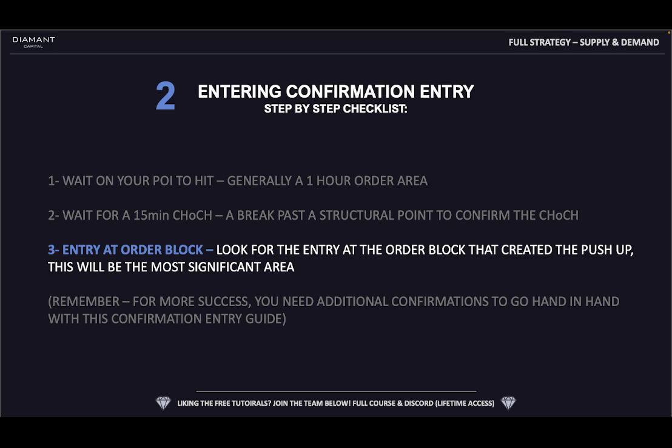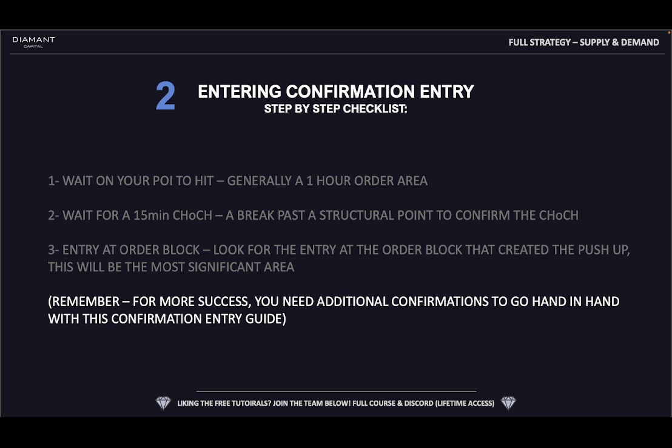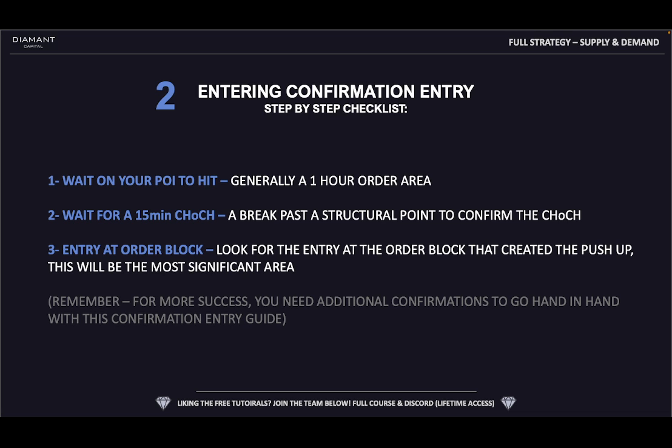Again, you could call it an order block, you could call it a supply demand area. It really doesn't matter as long as you can identify it on the markets. But yeah, remember guys, for more success, obviously you need to add more confirmations that go hand in hand with all of this confirmation entry guide. But yeah, these are going to be the 3 simple steps that we're going to look at.